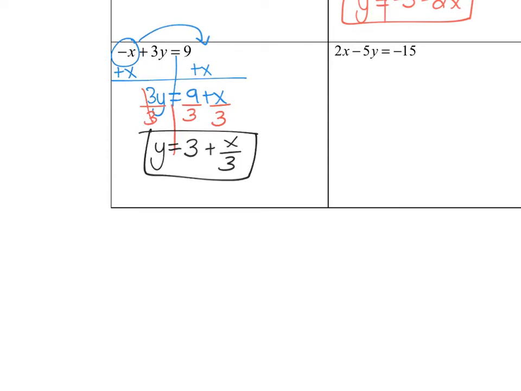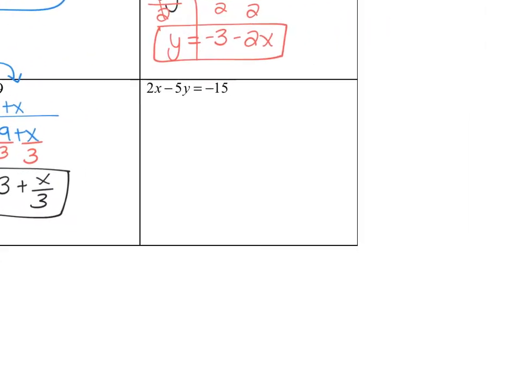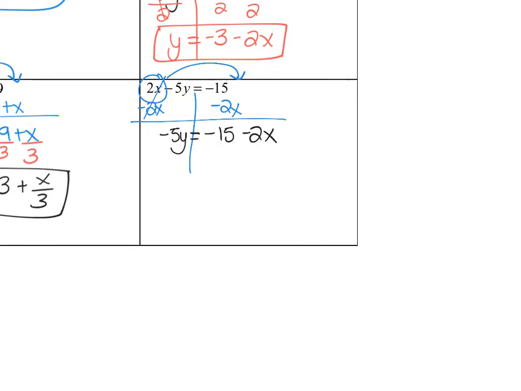Okay, and then the last example. So in the last example, I'm again going to move the x out of the way. So first step, let's get this 2x onto the other side by doing the opposite. Since it's positive, I'm going to subtract 2x from both sides of my equation. When I do that, I now get negative 5y on the left-hand side equals negative 15 minus 2x. Just write them next to one another.